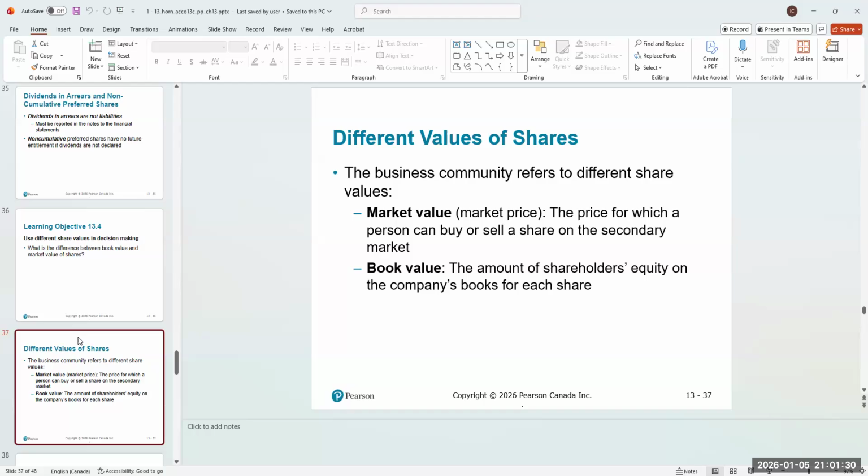Now the book value is the amount of shareholders' equity on the company's books per share. So we're going to get the shareholders' equity and see how many shares we have outstanding. Equity divided by the number of shares is going to give you the book value per share. What is the catch?